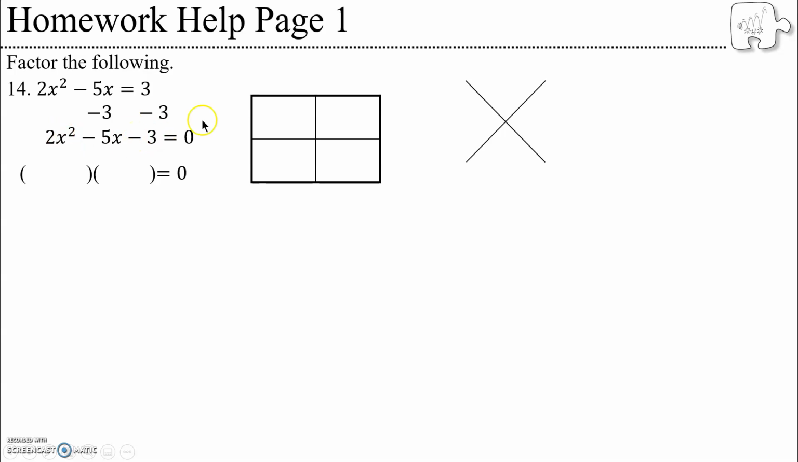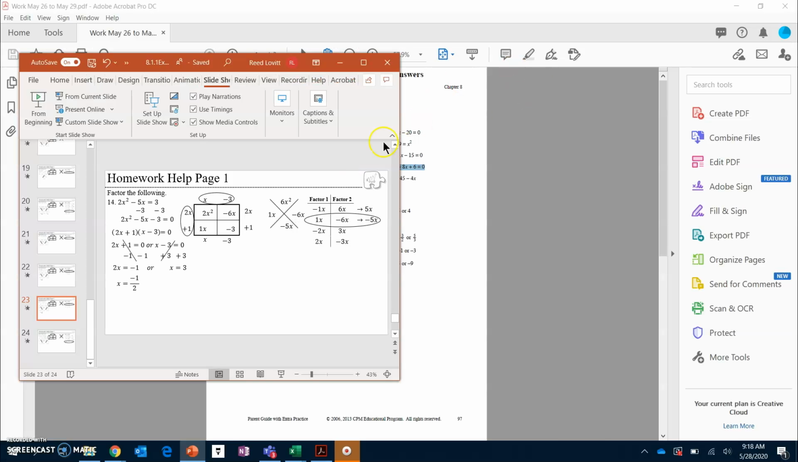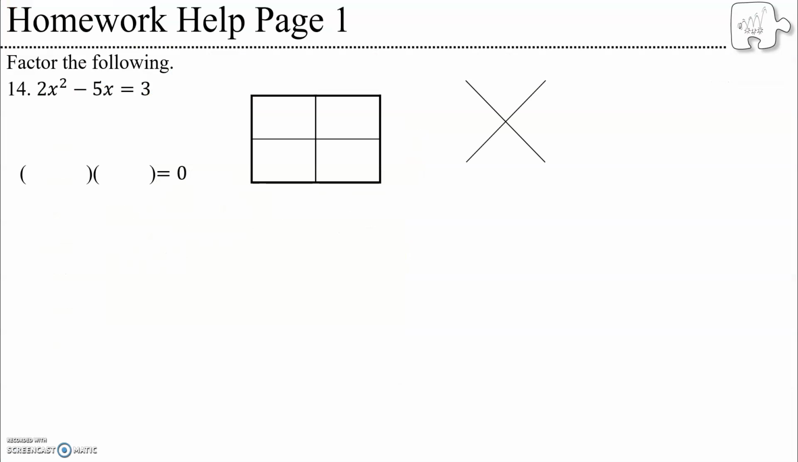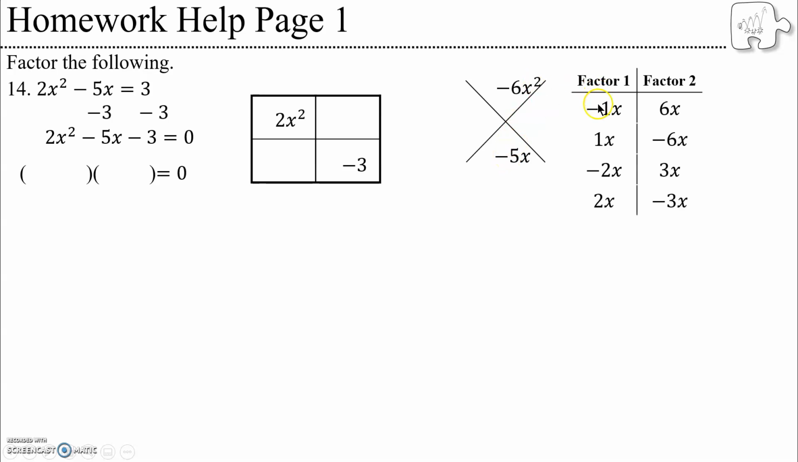So now we put the first and the last in the corners, 2x squared and minus 3. And then 2x squared times negative 3 is negative 6x squared. We put the negative 5x on the bottom, so now we're trying to think about what multiplies to negative 6x squared and adds to negative 5x. Negative 1x and 6x gives us 5x, but we want negative 5x. So we know that when we switch the negative, we're going to get negative 5x.